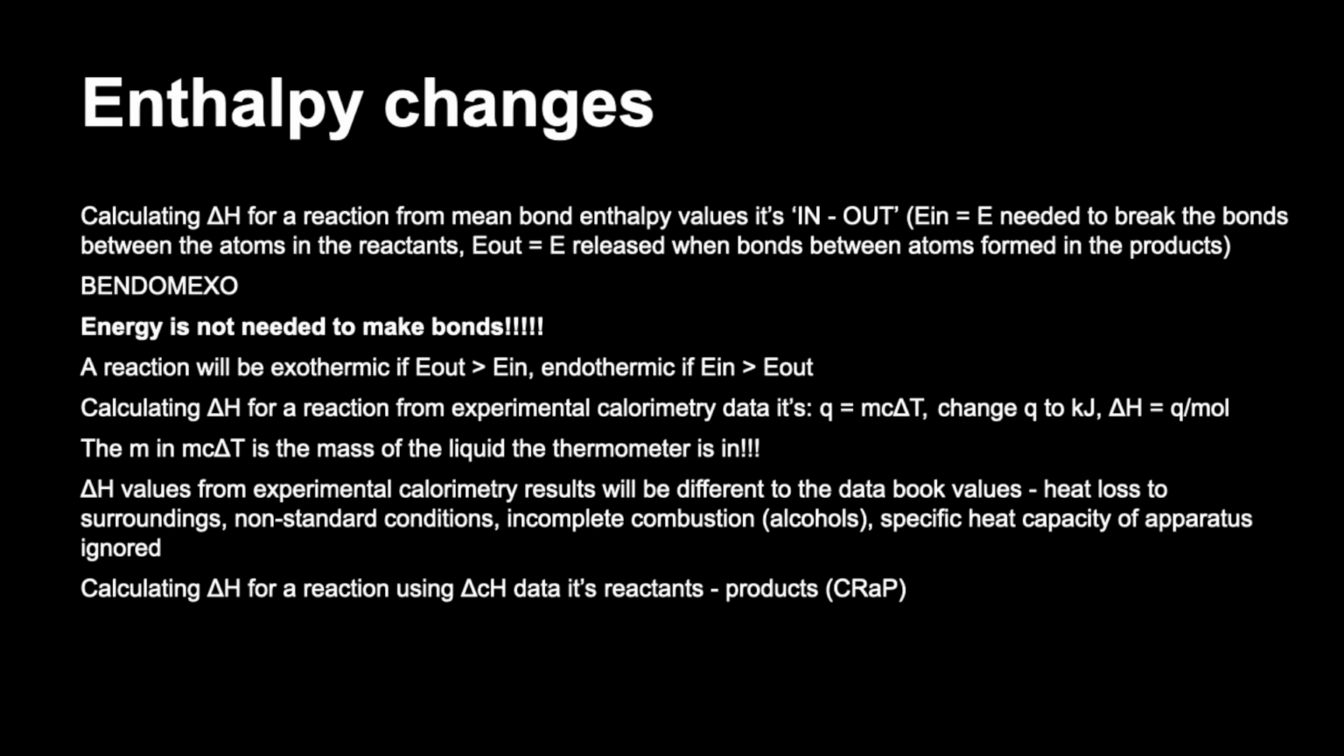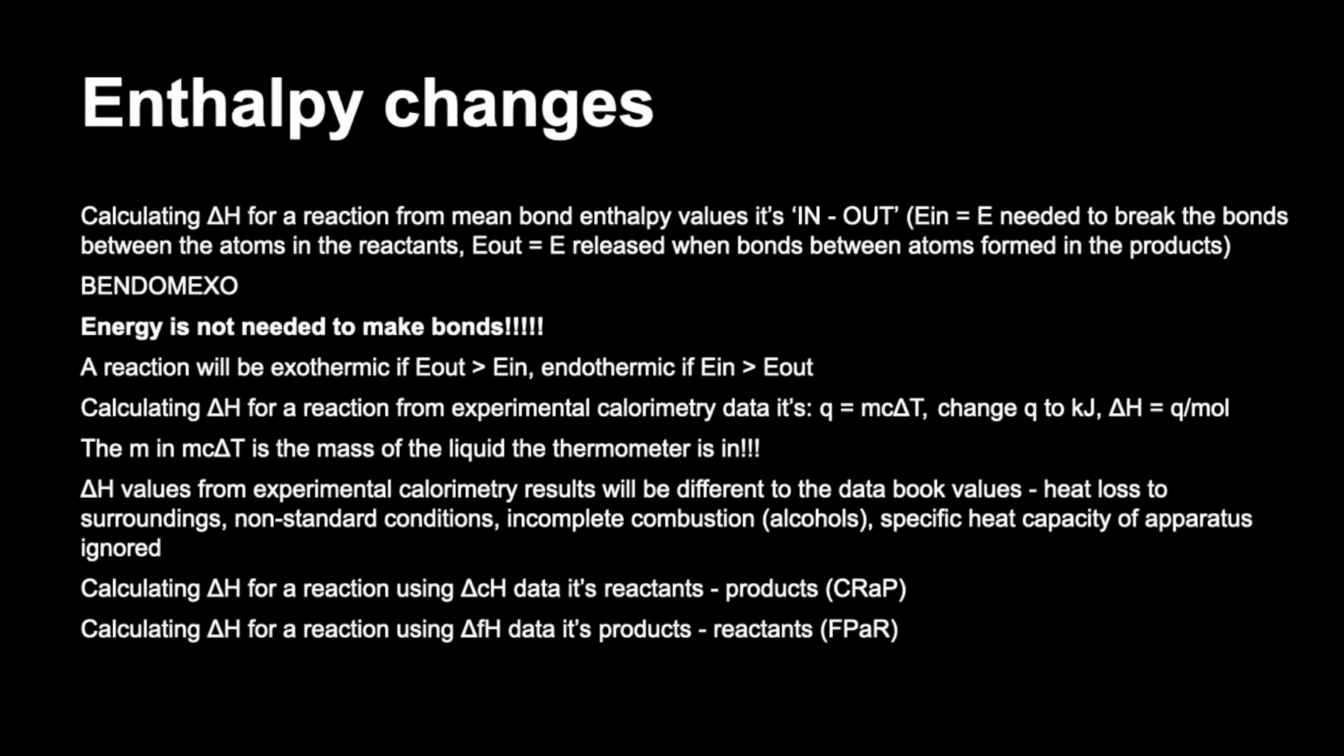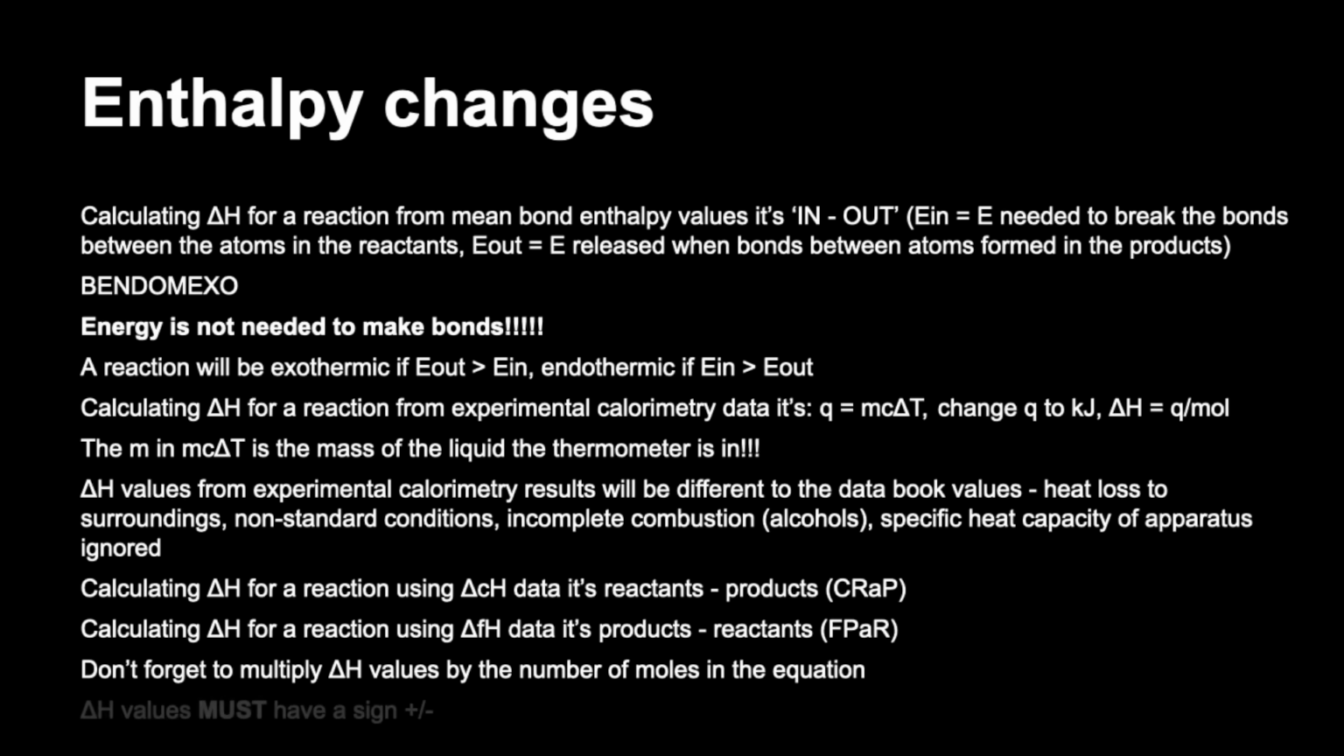When you're calculating enthalpy changes for a reaction using combustion data, it's reactants minus products, and the way I remember that is CRAP. If you're calculating delta H for a reaction using formation data, it's products minus reactants, and I remember that using the word FORP. Don't forget to multiply delta H values by the number of moles in the equation.